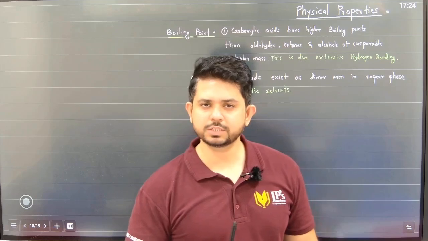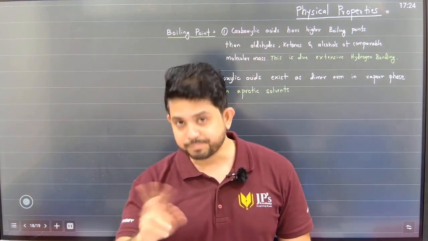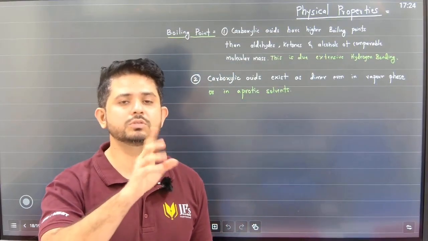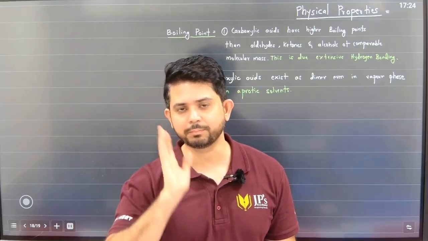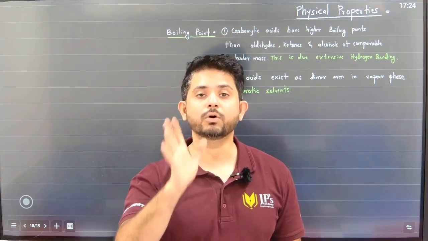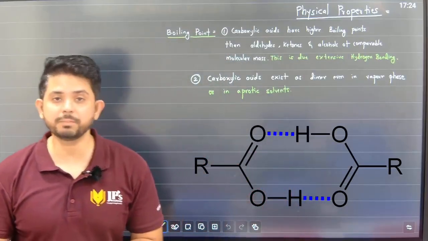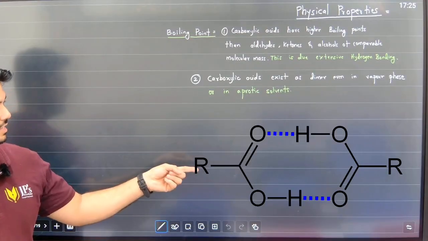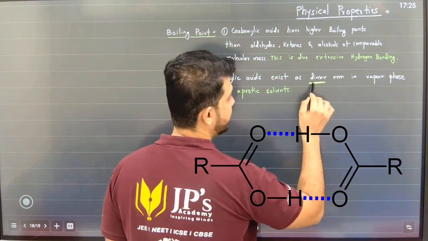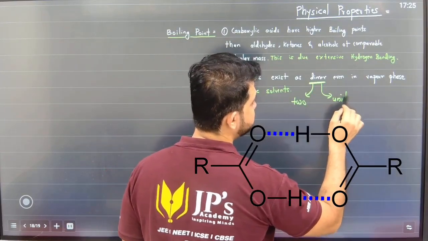Finally, let's just go through some basic points, boiling points. Students, carboxylic acids have very high boiling points compared to aldehydes, ketones, ethers and alkanes of comparable molecular mass, because they have hydrogen bonding, and their hydrogen bonding is very strong. It is so strong that in the vapor phase, students, they form something called a dimer. Di means two, mer means unit.